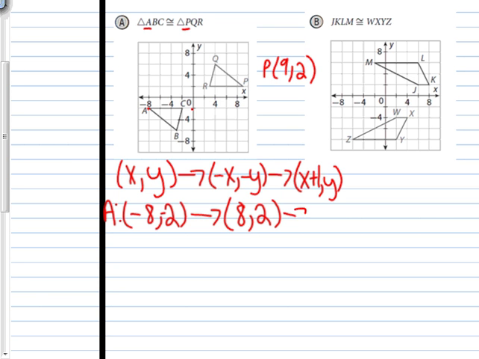And so if I take that, x was 8 and I add 1, it becomes 9. And what do you know? My 2 stays the same. I've translated it, and now I've landed right on the point.